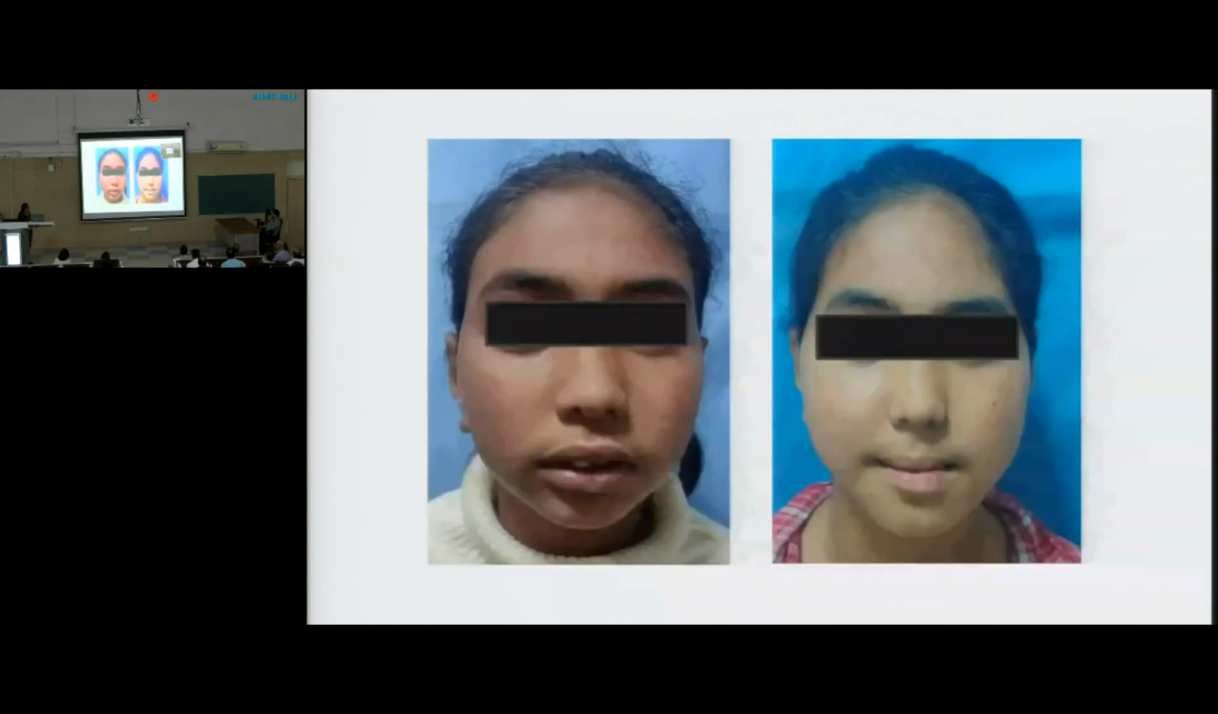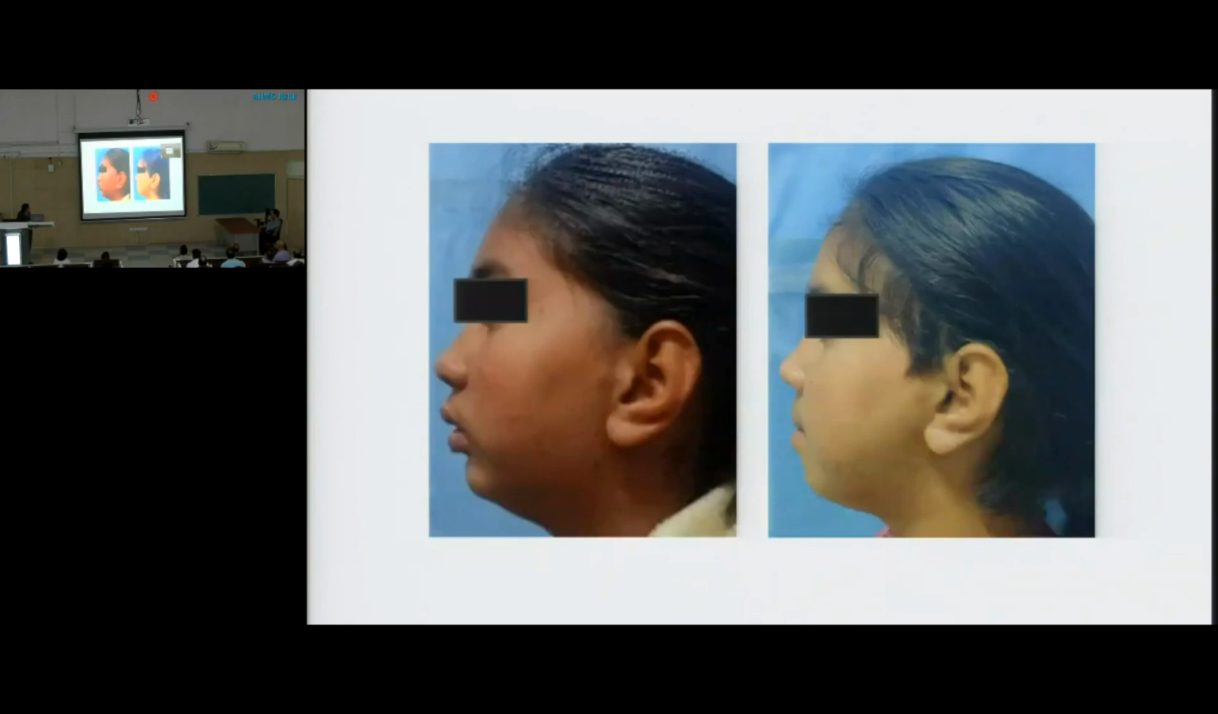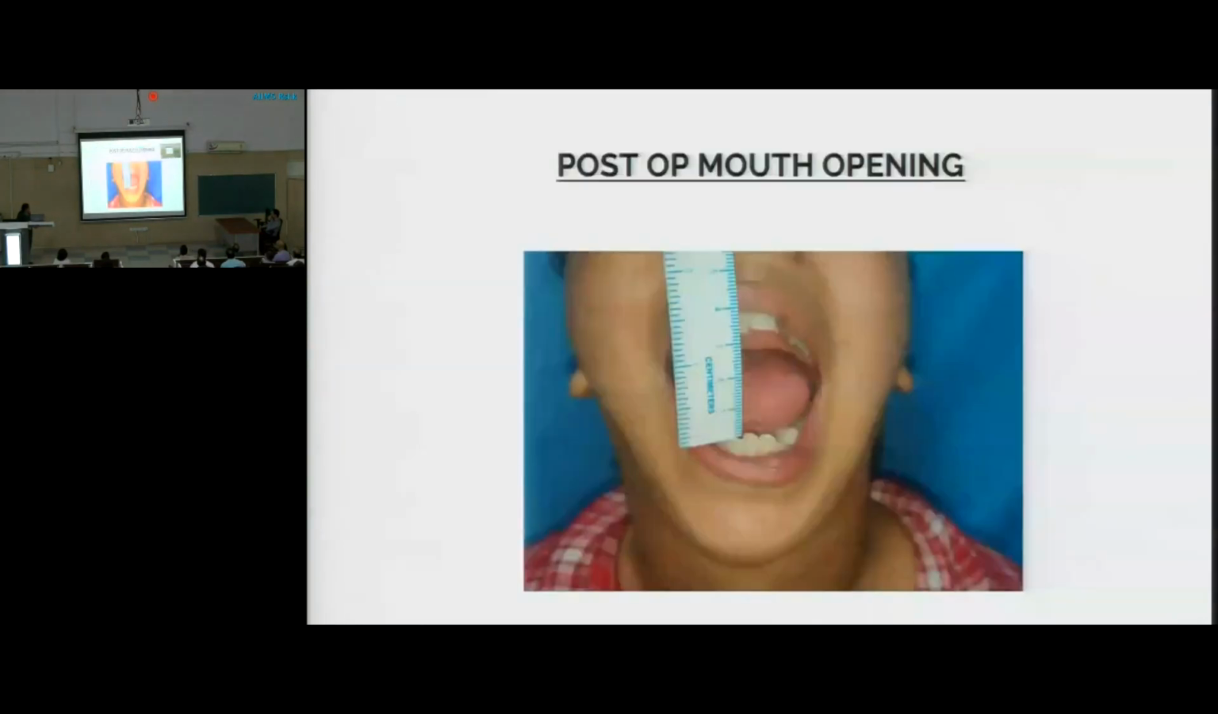This is the post-operative and pre-operative picture of the patient, frontal view, and this is the profile and side views, and this is the current mouth opening of the patient, 35 millimeters. If we see the advantages, the patient had a simultaneous surgery of both TMJ release and distractor placement, and this is very advantageous because the patient need not have the trauma of 2 times intubation.